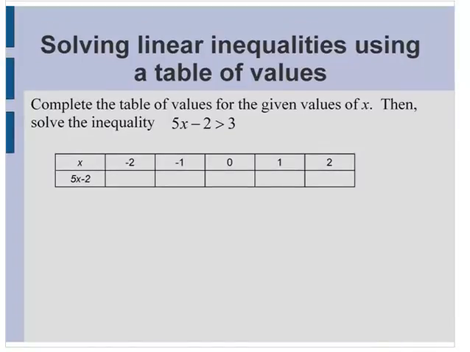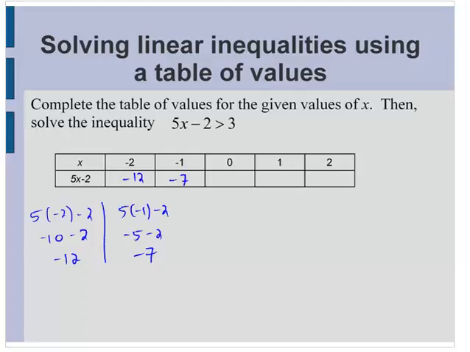As with linear equations, we can sometimes use tables of values to solve a linear inequality. Here we are asked to use a table to solve the inequality 5x minus 2 is greater than 3. So what we can do is set up some values for x and substitute. 5 times negative 2 minus 2 is negative 10 minus 2, which is negative 12. The next is negative 7, and we can fill out the rest of this table. We would have negative 2, 3, and 8.